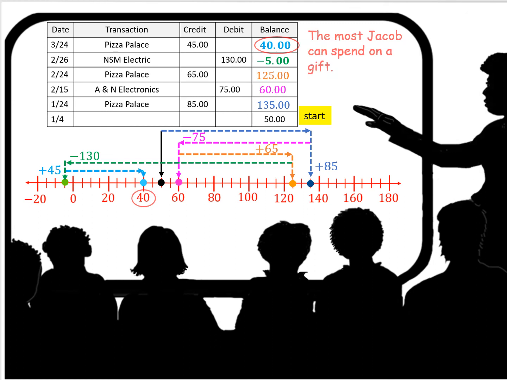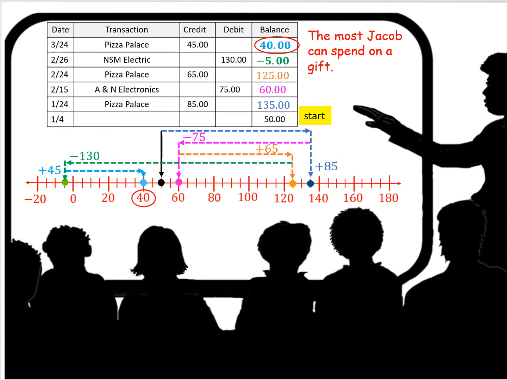And then what happens? Well, then he has $65 from Pizza Palace. That must be what he makes in salary or hourly wage. And that brings us up to 125. And then he goes to NSM Electric, or maybe that's his electric bill, and he pays $130. So that's going to be minus 130. That brings him all the way down to negative $5.